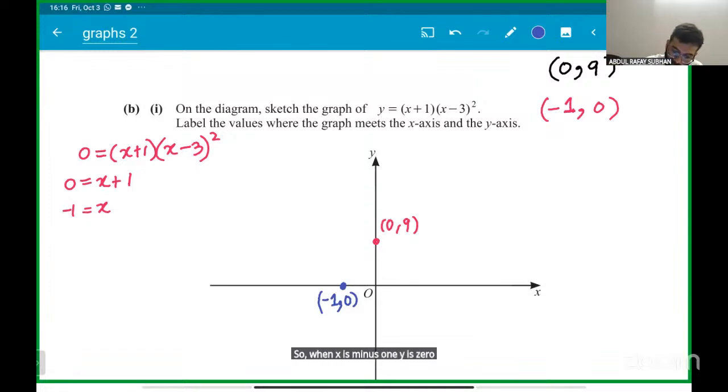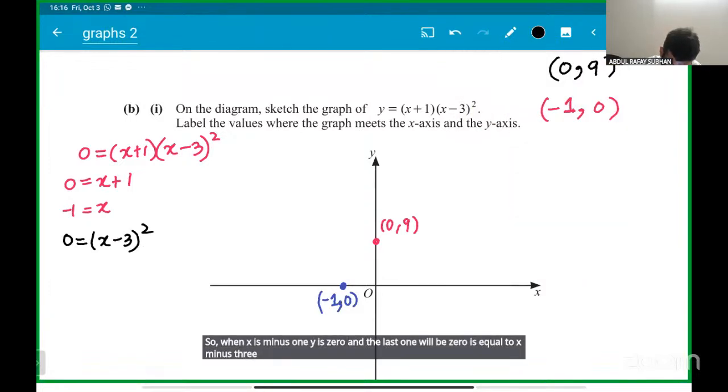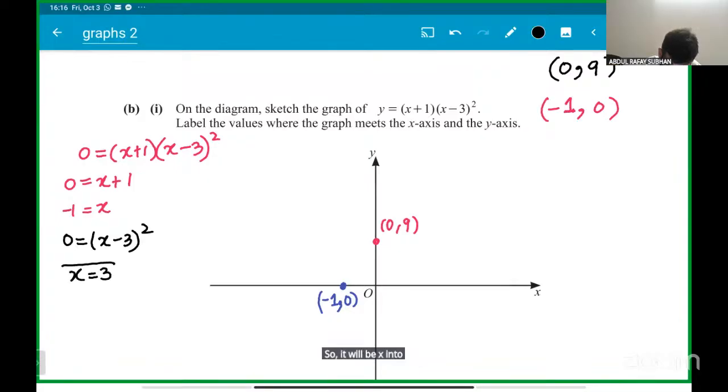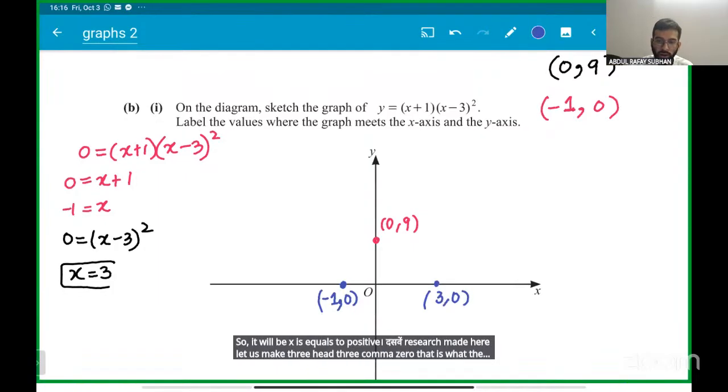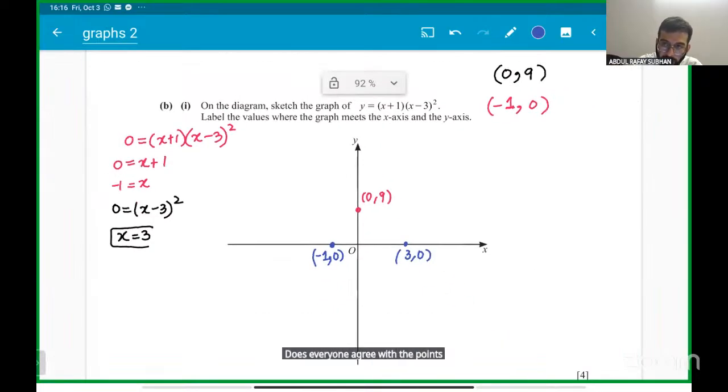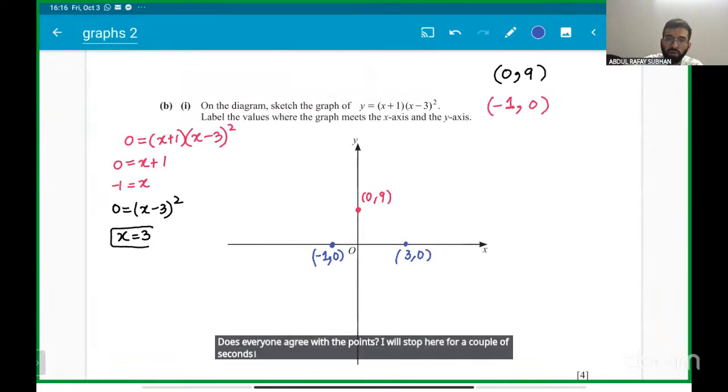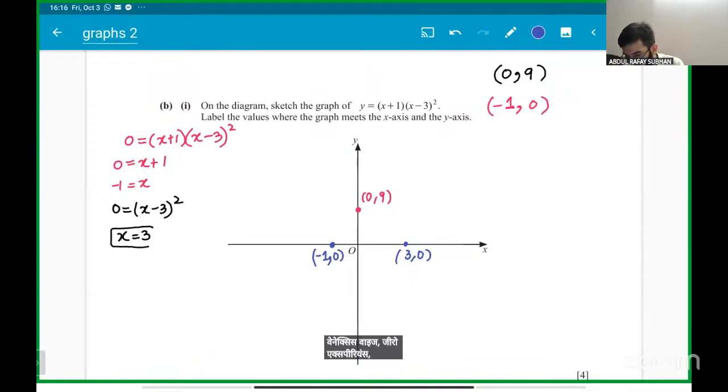And the last one will be 0 is equal to x minus 3 whole square. So x is equal to positive 3. Let's make 3 here: 3 comma 0. That is what the points are. Does everyone agree with the points? I'll stop here for a couple of seconds. Please have a look at it. When y is 0, x will be 3.